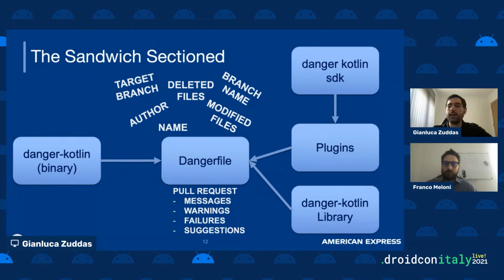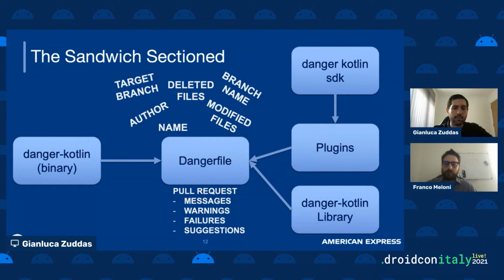After we process our Danger file, with the help of the plugins that we will be covering a little bit more in detail later, we produce an output that is 4 arrays, basically. One array for the messages, warnings, failures, or suggestions that your team has defined. And all those messages, warnings, failures are published back to your pull request after.